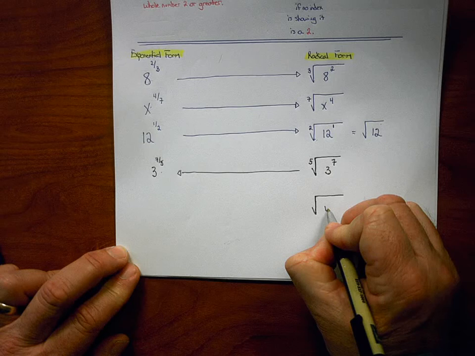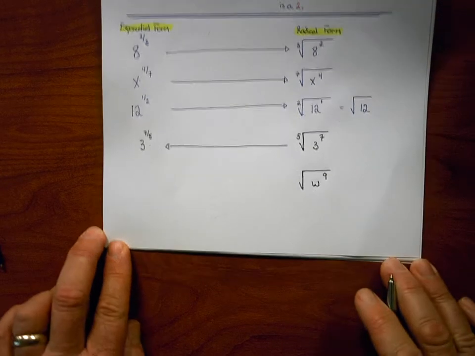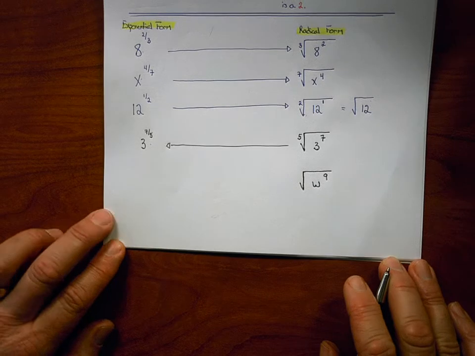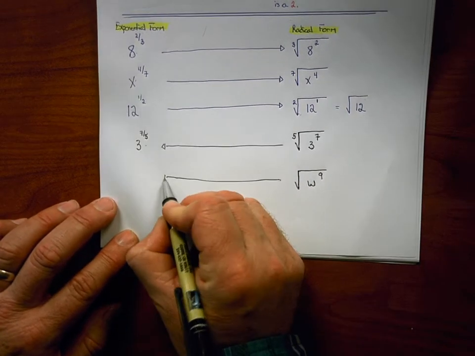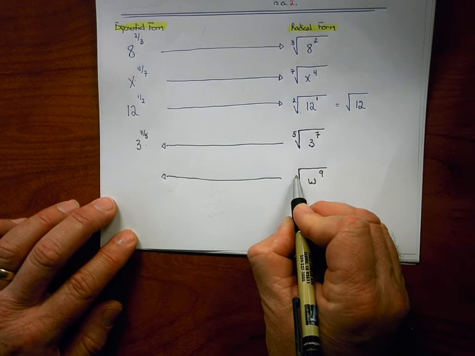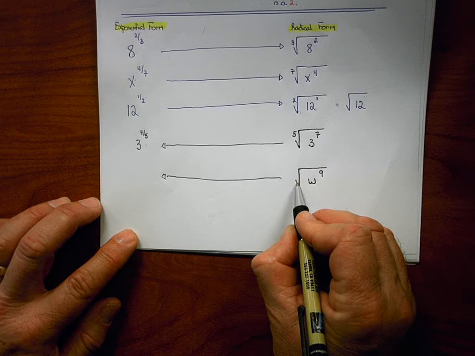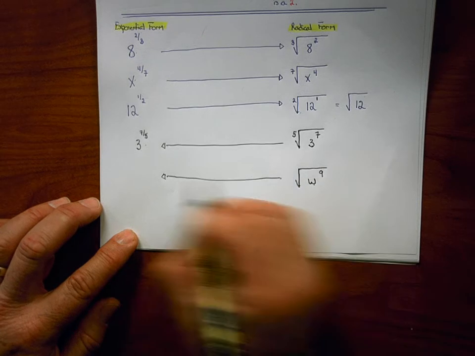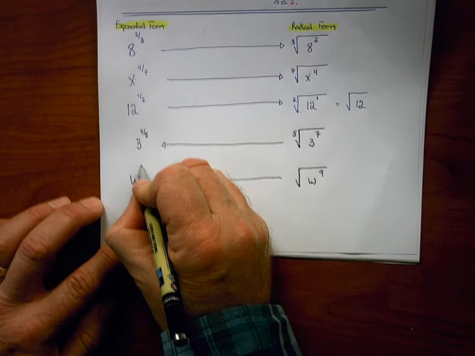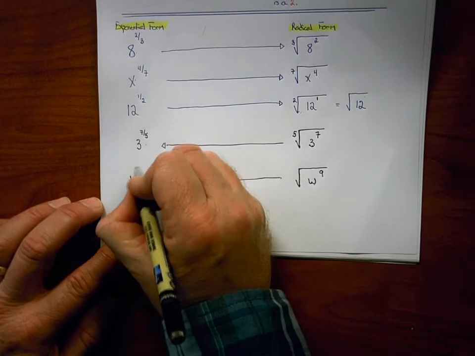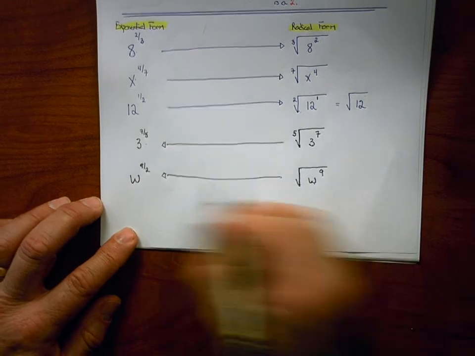Let's say I have the radical of w to the 9, and I have no index at all. Once again, if there is no index showing, what's the index actually? A 2. So what would this radical be as an exponent? W to the power of what? 9/2. Those two are equivalent to one another.